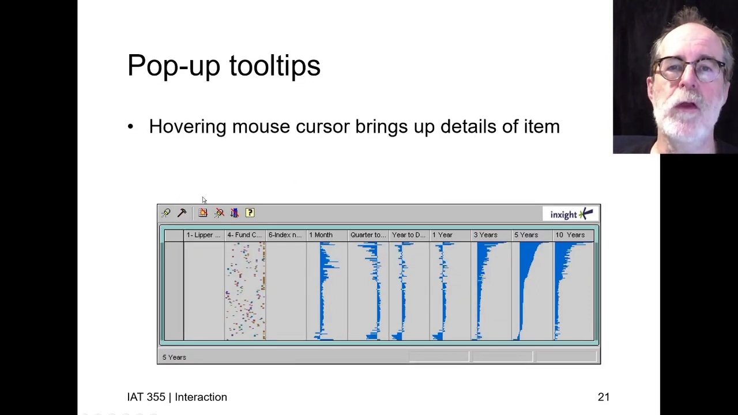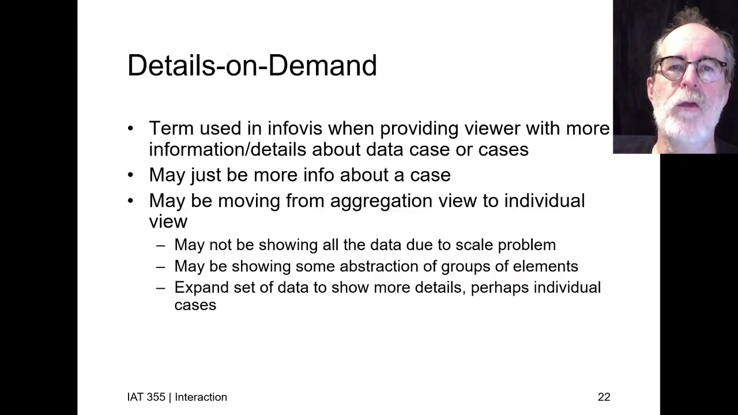One of the things that you often see used in tools like TableLens is pop-up tooltips, where you hover the mouse cursor to bring up details of an item. You also see that as the first step when you're selecting to do details on demand. In the previous slide, the one about selection, details on demand is a term used in InfoViz when providing the viewer with more information and details about a data case or cases.